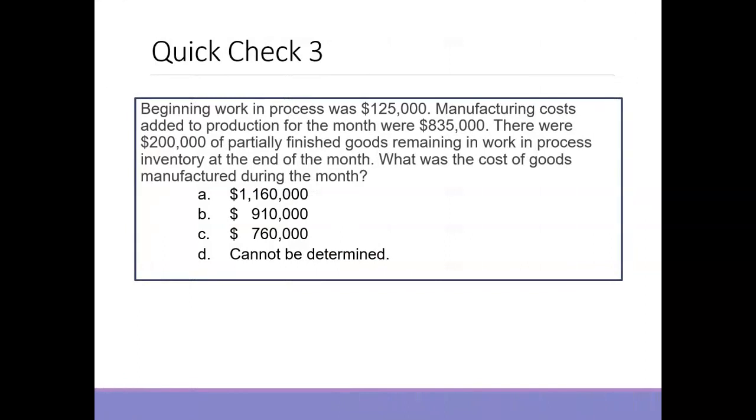Beginning work in process was 125. Manufacturing costs added to production for the month were 835. There were 200,000 of partially finished goods remaining in work in process inventory at the end of the month. What is the cost of goods manufactured during the month? Wouldn't it be 760?